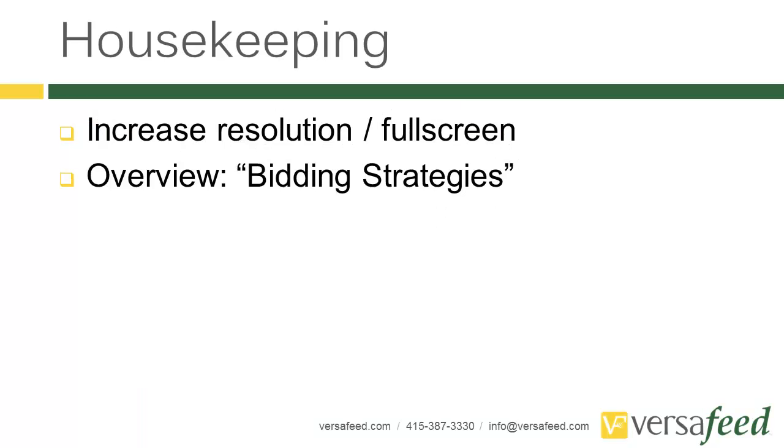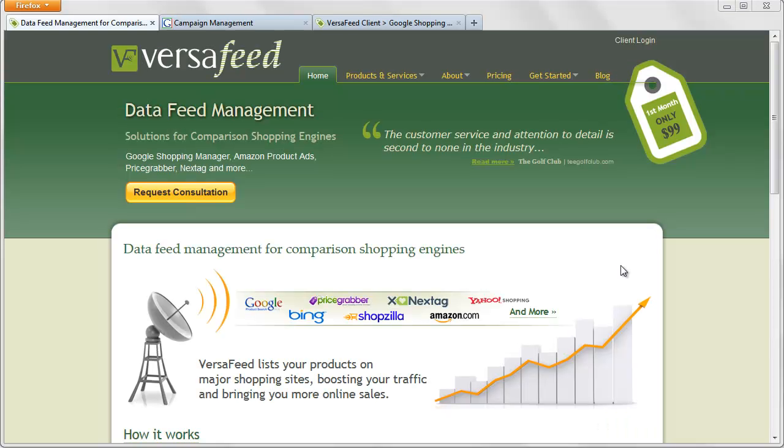Okay, so let's take care of some quick housekeeping first. One, you might want to increase the resolution of this or go full screen. Two, we have an entire other screencast called Bidding Strategies, and I'll put up a link to that on the screen right now. That goes over a much more general overview of Google Shopping best practices for bidding. This presentation is going to focus more on actually utilizing GSM to create some real world examples that we can then bid on and actually utilize. Okay, so let's jump in.